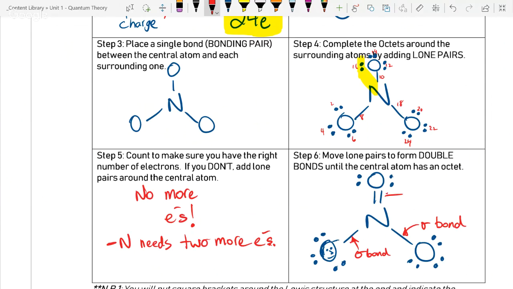Okay, if I tell you this was the first bond to form, what kind of bond was this? Sigma bond. Good. And if I tell you that this was the second one to form, what's this? A pi bond. Very good.